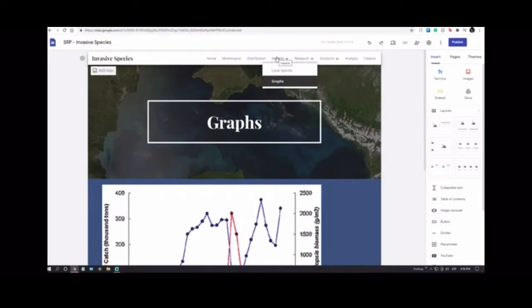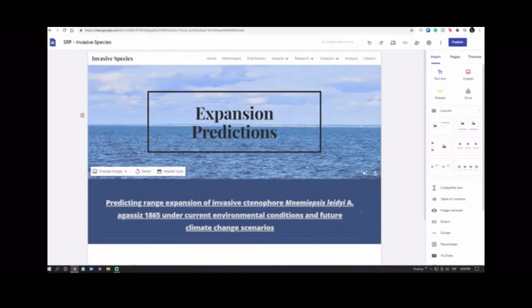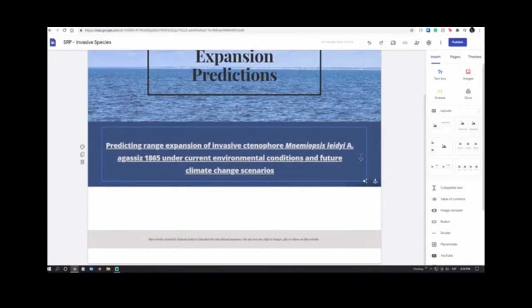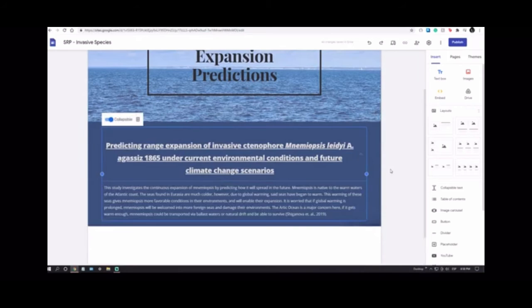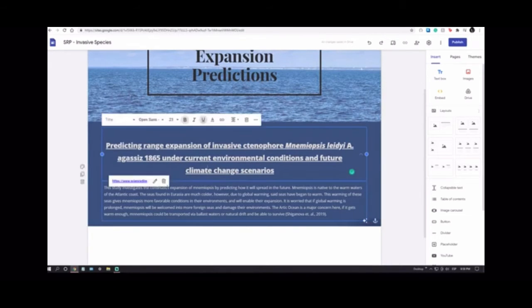Here we have the research page, which shows summaries and links for some scientific studies on Mnemiopsis, the first of which is the prediction of expansion of Mnemiopsis. The study is linked to the title, and this study covers mainly global warming and the effects it will have on Mnemiopsis.